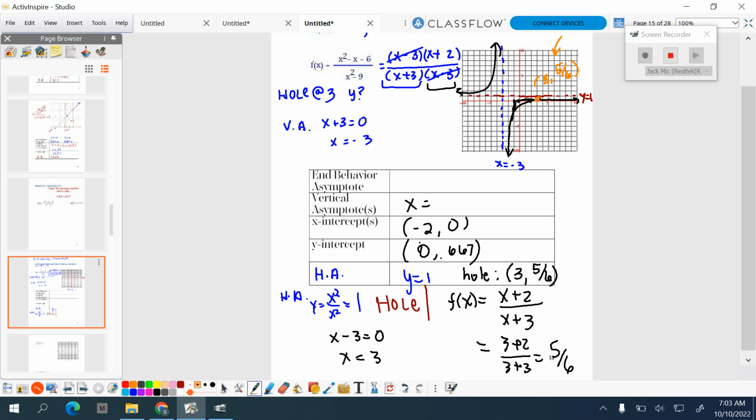-3. In end behavior, as x goes to -infinity, my y values go to that horizontal asymptote. Similarly, on the other side, as x goes to positive infinity, f of x goes to that horizontal asymptote. So I'm going to put as and as. So some interesting things going on there.